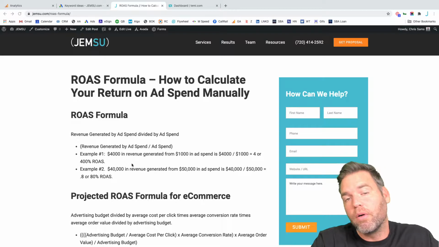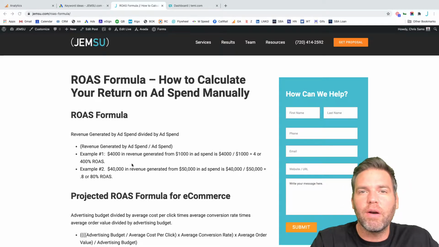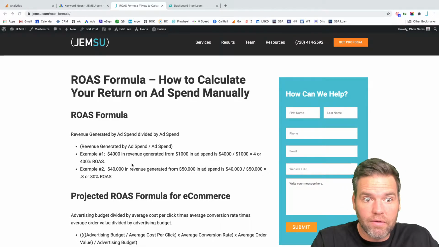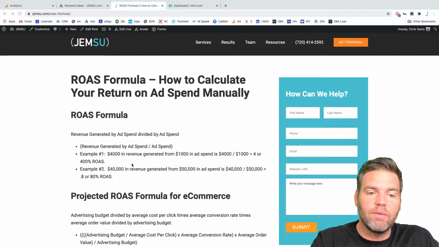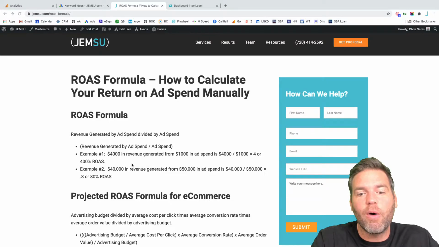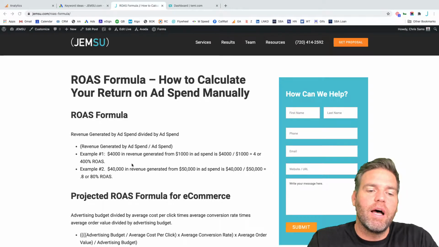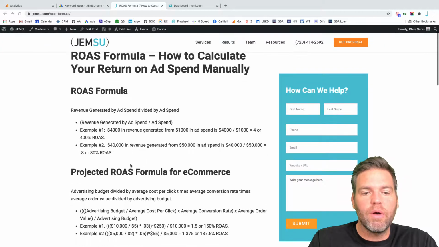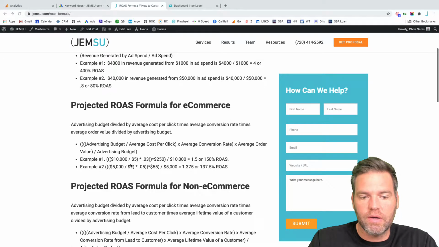spend would be 400%. So that is the very simple ROAS formula, but a lot of people want to be able to project their return on ad spend without knowing what it is. And that is possible as well, but you do have to know a few more business metrics.